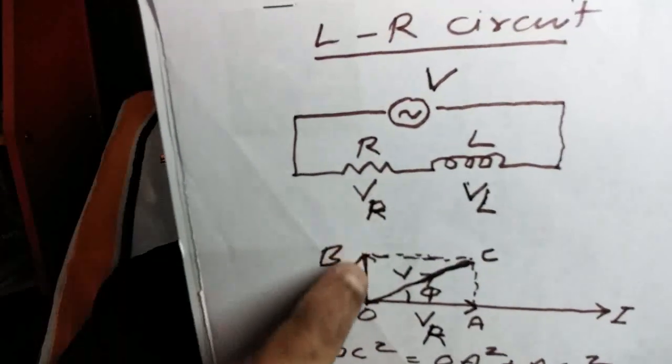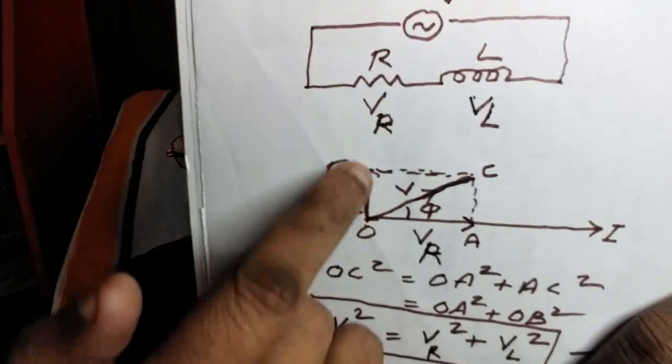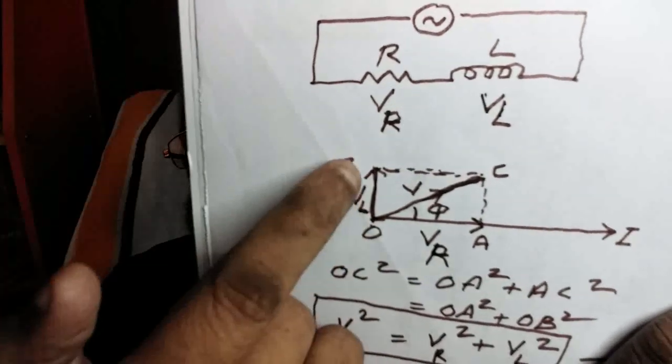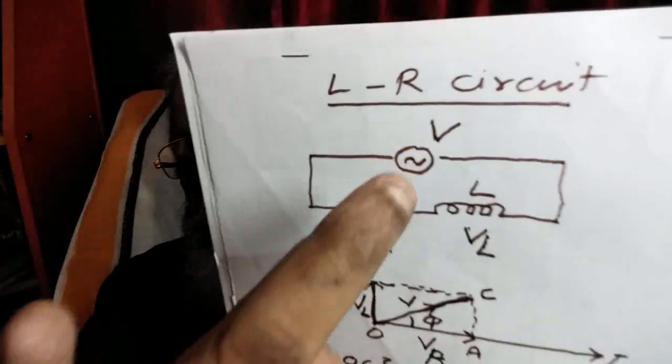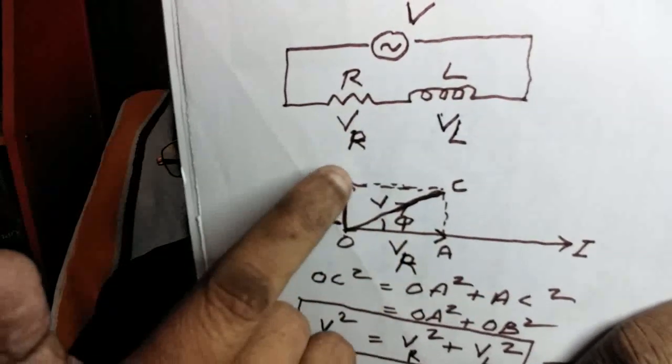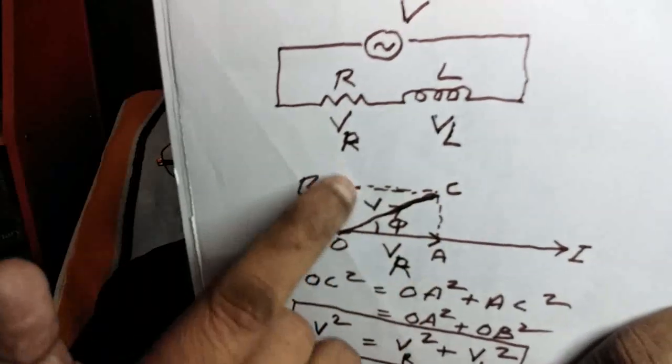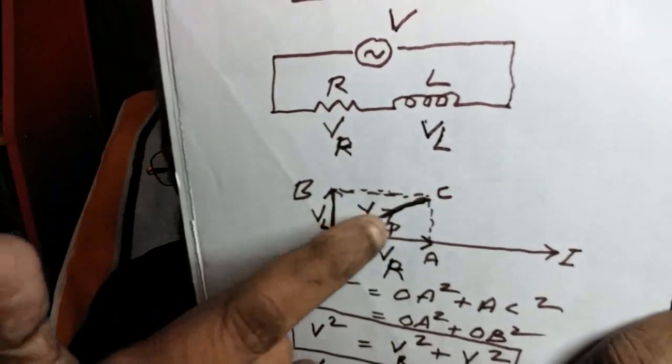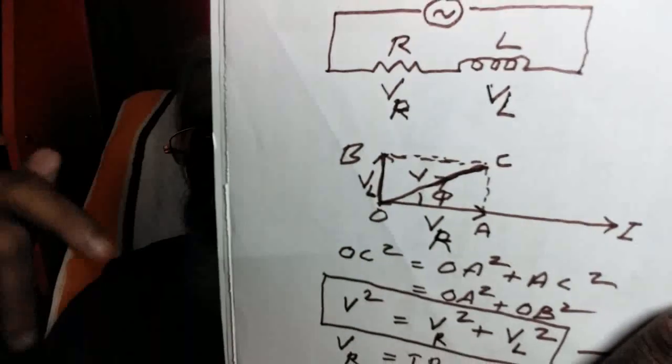Then in an inductance coil, voltage leads the current by 90 degrees. So we draw VL perpendicular to the baseline, OB. Then the applied voltage, or total voltage, the sum of VR and VL, is given by the parallelogram law. You complete it, here this is a rectangle, then the diagonal OC represents the sum of these two voltages.